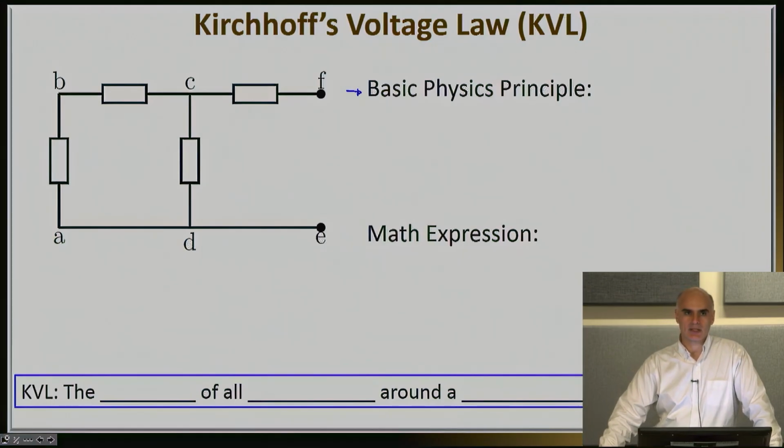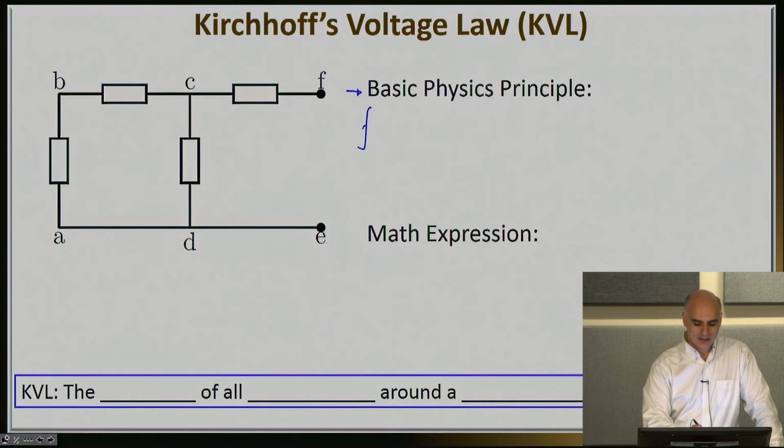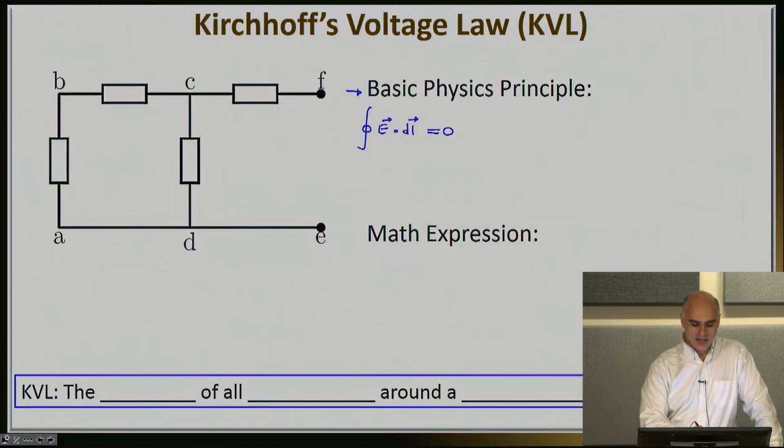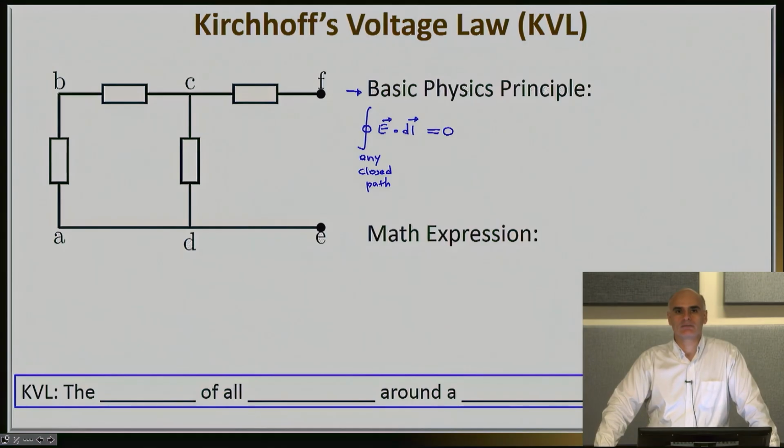The basic physics principle is that when you integrate the electric field along any closed path, the result must be equal to zero. So let me say this again. When you integrate the electric field, and to be more precise, the electrostatic field, along any closed path that you choose, the result will be equal to zero. This is a basic law of electrostatics, and you might wonder, why is that true? Well, let's look at this scenario.